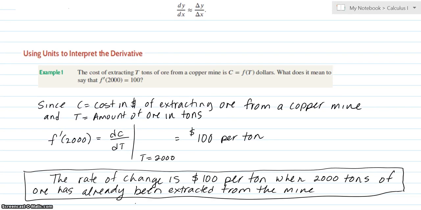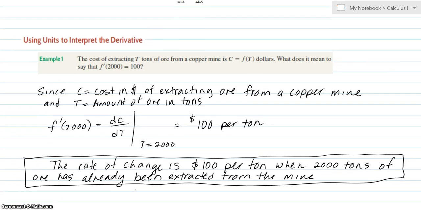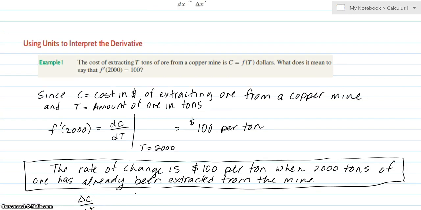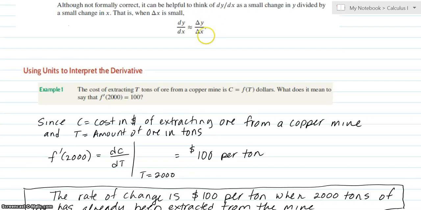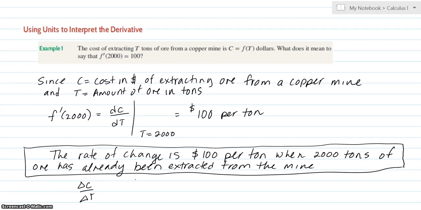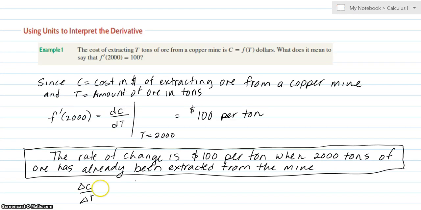When 10,000 tons of ore has already been extracted right at that point from the mine, that's the instantaneous rate of change. Another way of looking at this is looking at just the change of C over the change of T, right? That's what's approximately equal to, as long as the change of T is small. And we know this is approximately the derivative, which is 100. That is in dollars per ton.